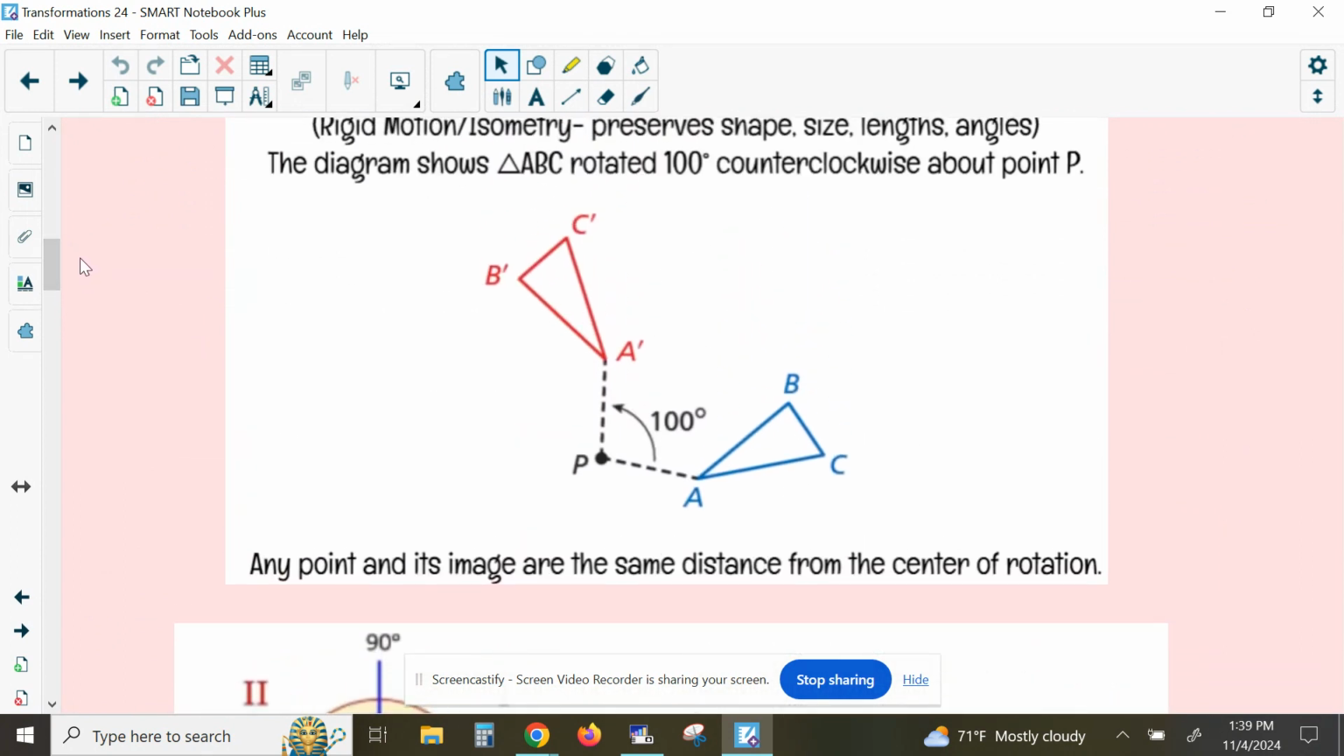So the point and the image are the same distance away. So that means if I were to connect this piece and this piece, the length of this and the length of this are going to be the same length. Okay? Which makes sense, because if you have a point of rotation, you're spinning it around, same length all the way around, right? So that kind of makes sense in your head, hopefully.